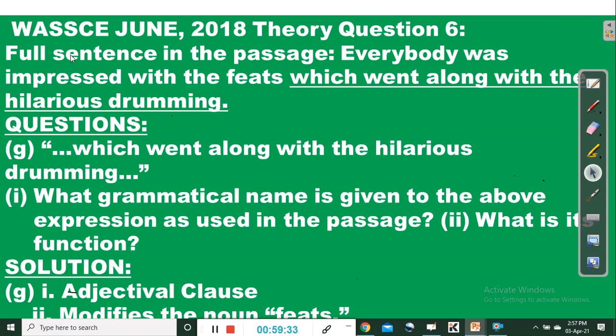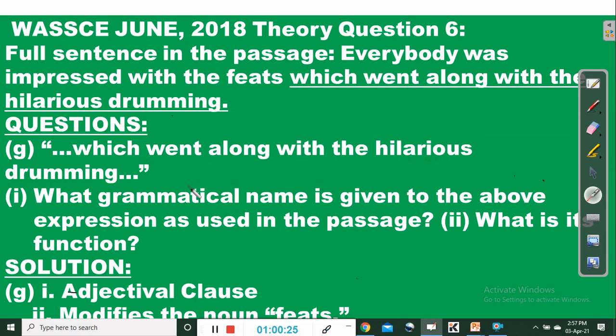All right, so let's look at this. The full sentence that the expression for this question was taken from is as follows, in the passage: Everybody was impressed with the feats which went along with the hilarious drumming. Now, the underlined expression here is which went along with the hilarious drumming. In the questions, question G, this underlined expression was presented here: which went along with the hilarious drumming.